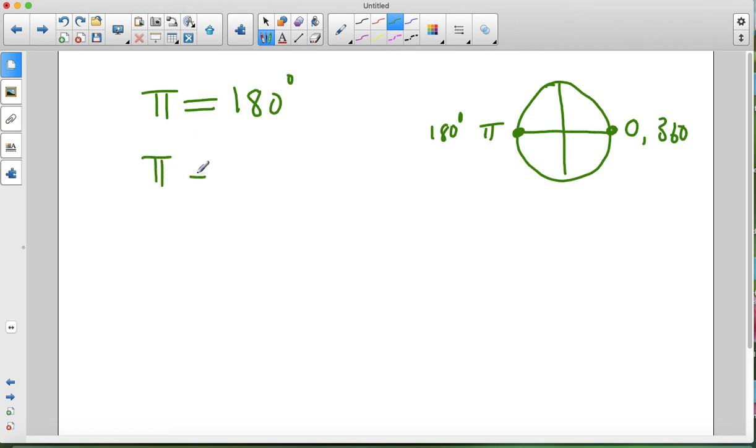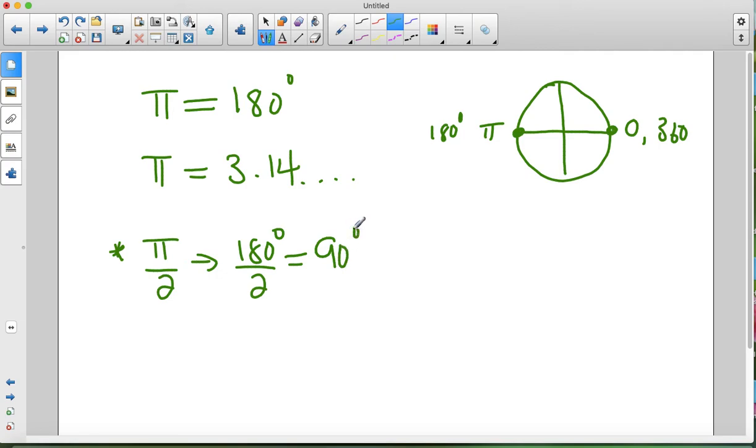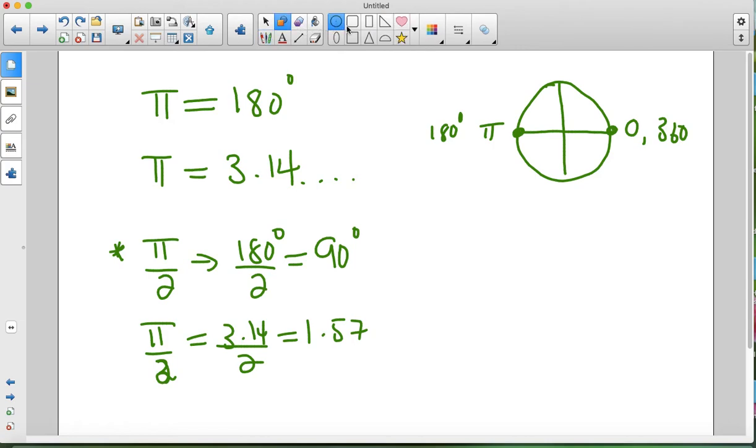But we also know that pi represents 3.14 and a bunch of other numbers. So if you were to write something like pi over 2, that simply means 180 degrees divided by 2, which represents 90 degrees. Of course, if you're talking about pi over 2 representing 3.14, then 3.14 divided by 2 equals 1.57. So it is two different ways of looking at the same concept.